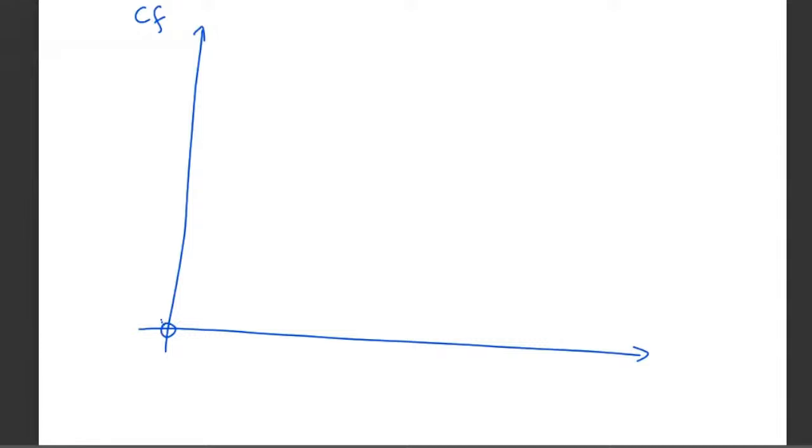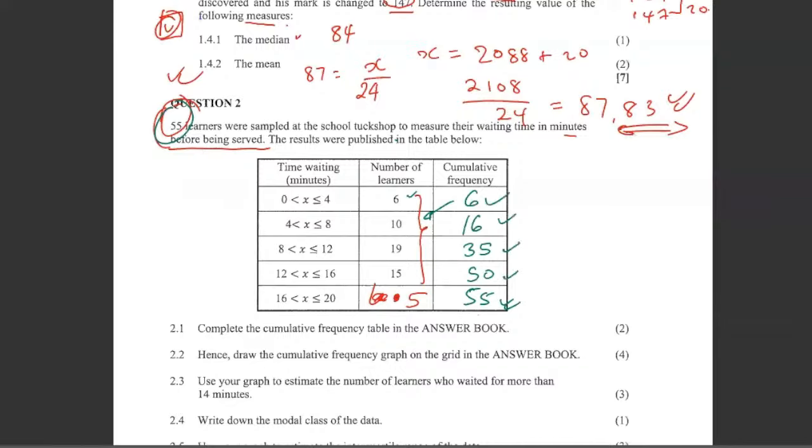Let me use tens. So 10, 20, 30, 40, 50, and probably on top there we have a 60. And then down here we can have intervals from 0 up to 20. So that is your 0 point. We're using intervals of 4. So that's a 4. That's 8. That is 12. That is 16. And probably 20.